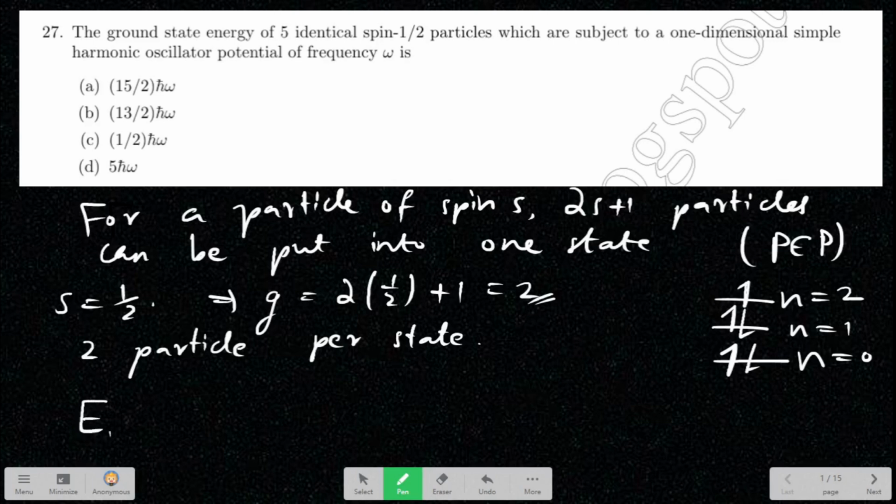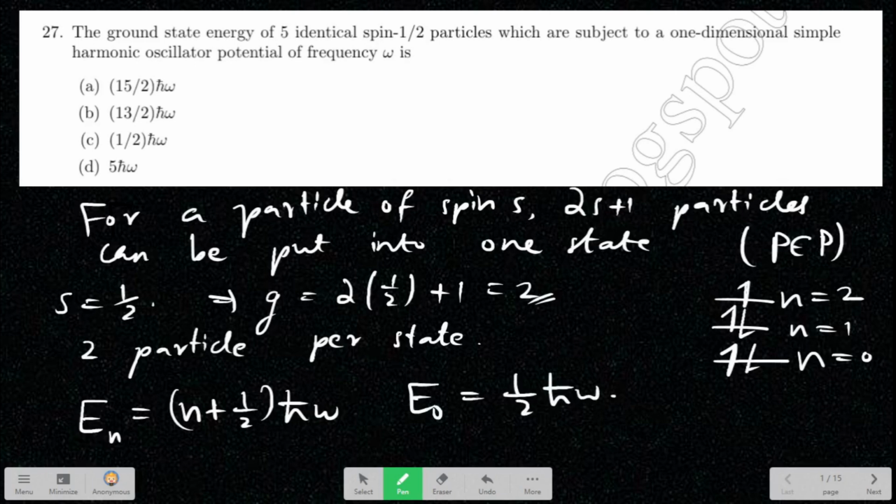The nth level has an energy En is equal to n plus 1 by 2 h cross omega in the case of a one-dimensional harmonic oscillator with a frequency of omega. So E0 is equal to 0 plus 1 by 2 h cross omega, which is 1 by 2 h cross omega. E1 is equal to 1 plus 1 by 2 h cross omega, which is 3 by 2 h cross omega. And E2 is equal to 2 plus 1 by 2 h cross omega, which is 5 by 2 h cross omega.